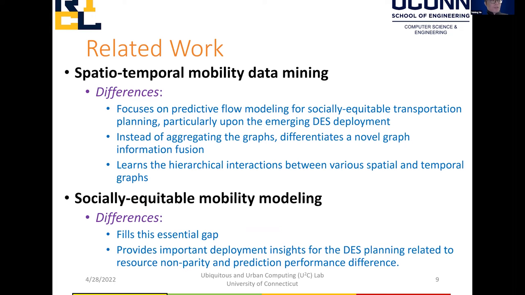Before we go into the details of this work, let me briefly go through some differences from related studies. There have been a lot of studies related to spatial-temporal mobility data mining. In this work, we look at a very important perspective: whether we can enhance mobility fairness for dockless e-scooter sharing. While some work studies graph modeling for traffic predictions, here we try to avoid the so-called aggregation of those graphs and try to differentiate graphs based on their interactions. We also look at whether we can enhance resource and performance fairness across different regions of the cities for mobility modeling. It also aligns with the current trend of realizing fairness in AI and machine learning.